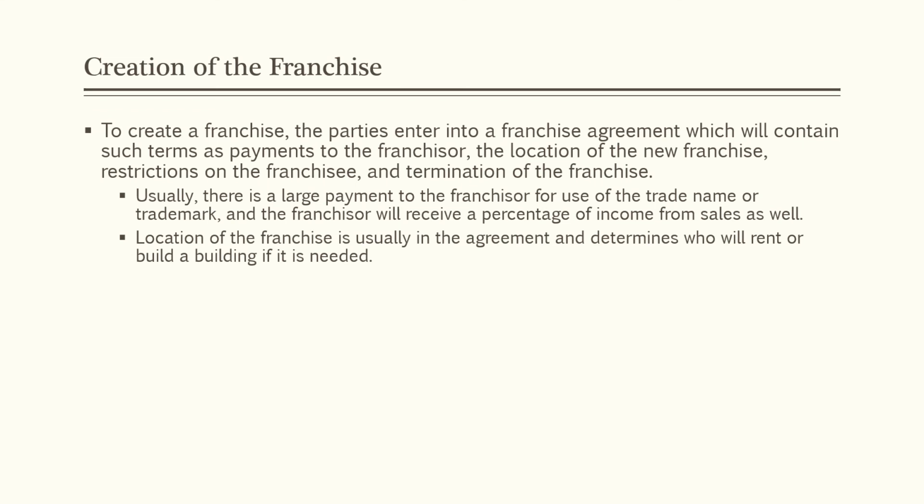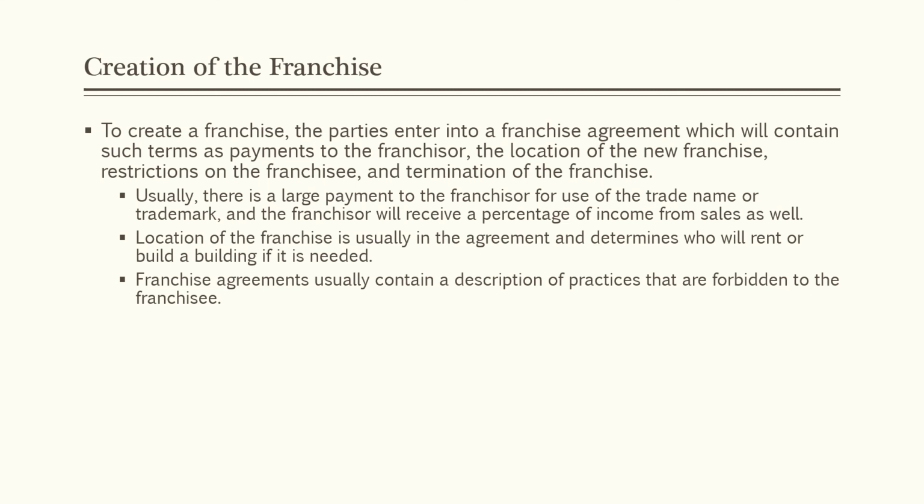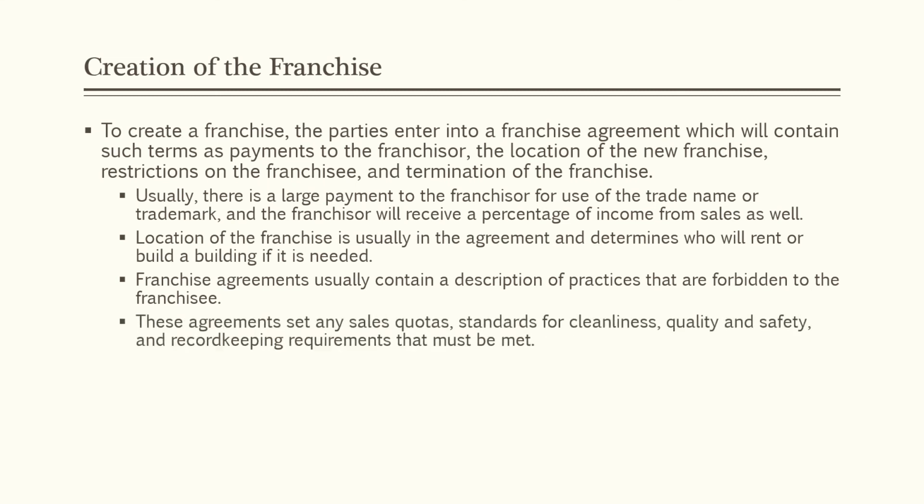And the franchisor will often receive a percentage of income from sales as well. Then there is the location of the franchise, and this is usually in the agreement and determines who will rent or build a building if it's needed. Hint, it's usually the franchisee. Franchise agreements usually contain a description of practices that are forbidden to the franchisee. These agreements set any sales quotas, standards for cleanliness, quality and safety, and record-keeping requirements that must be met by the franchisee. The franchisor can require a franchisee to purchase supplies from him at a set price.